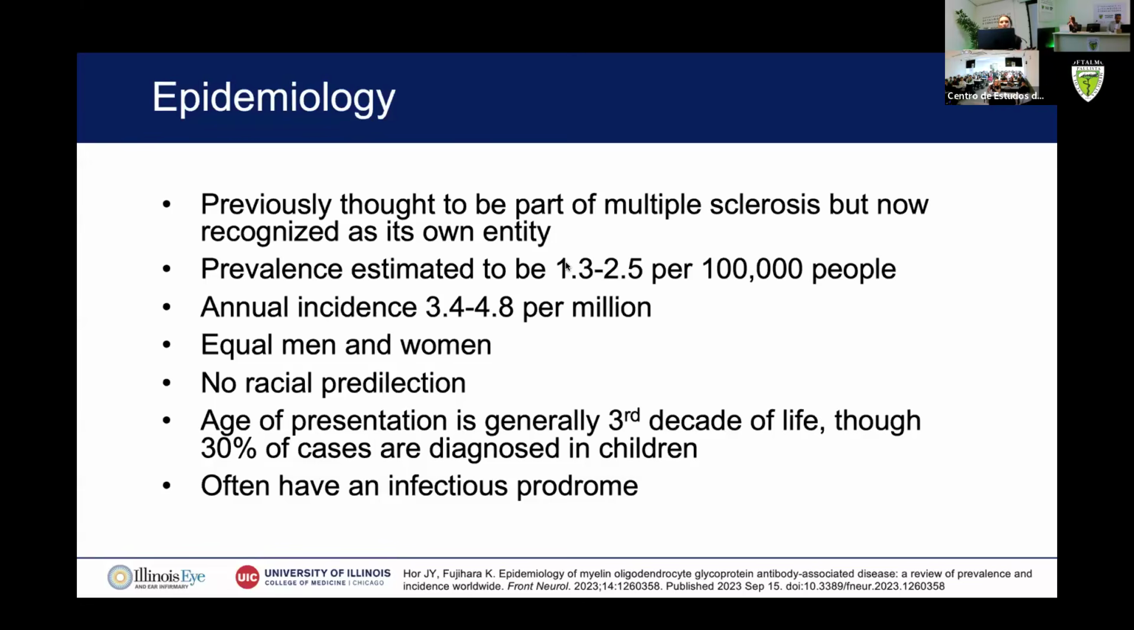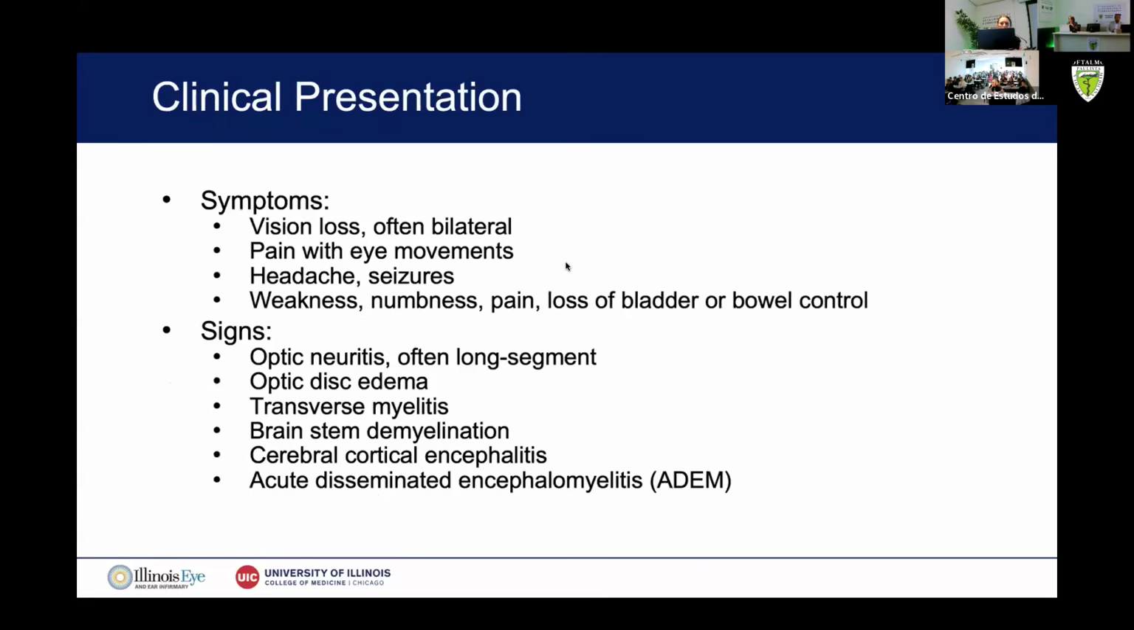But it's really important to keep this in mind when we see children who are presenting with optic neuritis, as 30% of cases are diagnosed in children. And then, as I mentioned, it's often preceded by a viral or infectious prodrome. One thing to note too, in kids, we'll often see optic neuritis as part of their clinical picture, but ADEM, or acute disseminated encephalomyelitis, is more common in this group.